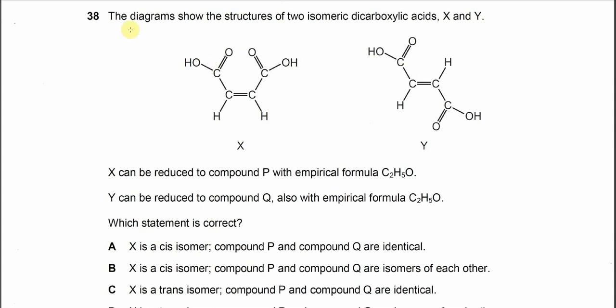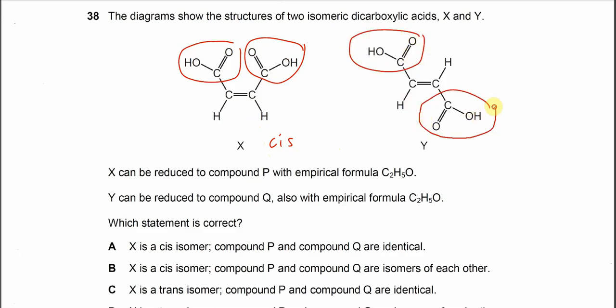Question 38. The diagram shows the structures of two isomeric dicarboxylic acids, X and Y. In this X and Y, there is a C=C double bond there. Okay, that means X and Y are possible to form cis-trans isomers. For X, the carboxylic acids are at the same side, so this is a cis isomer. For Y, the carboxylic acids are at different sides, so this is a trans isomer.